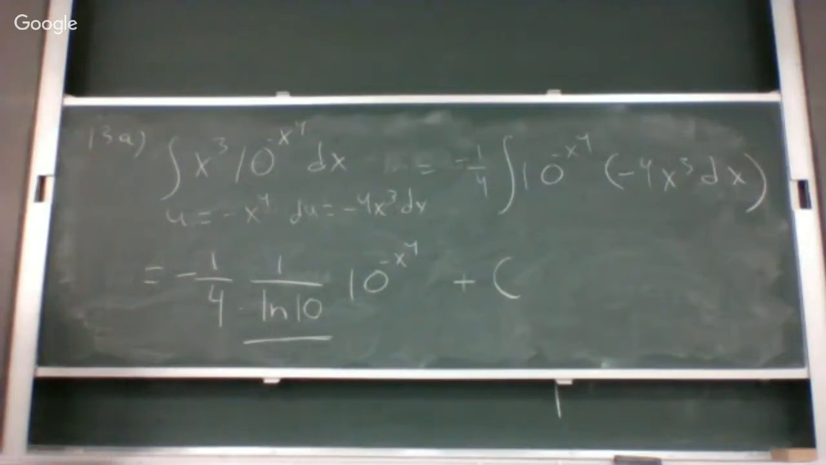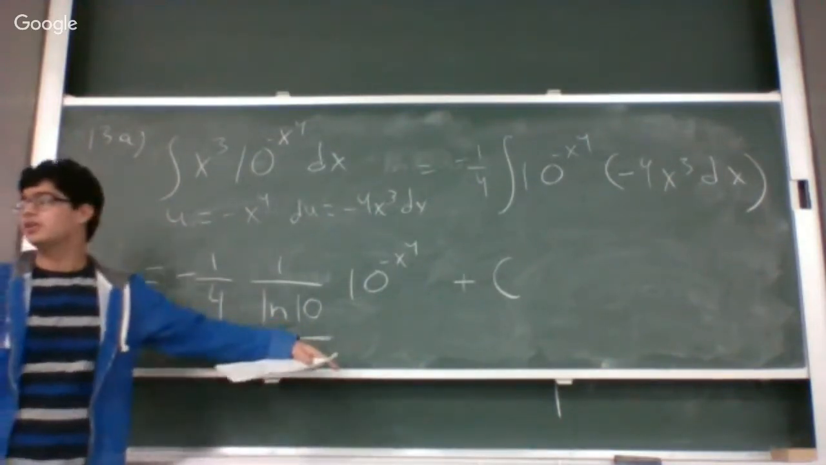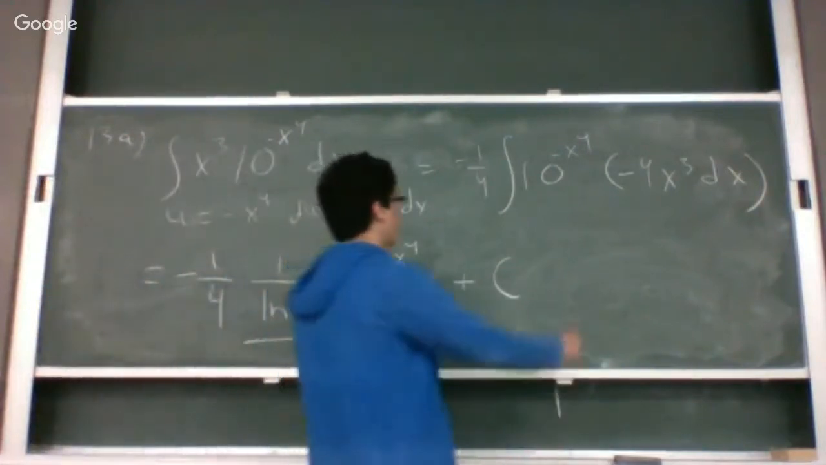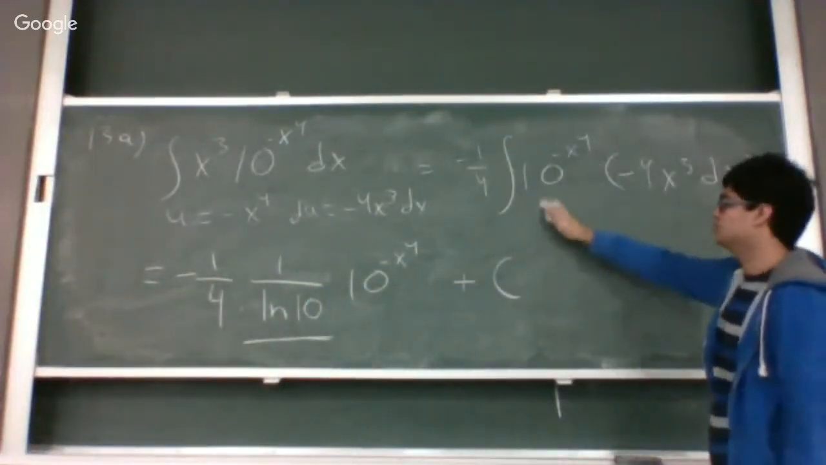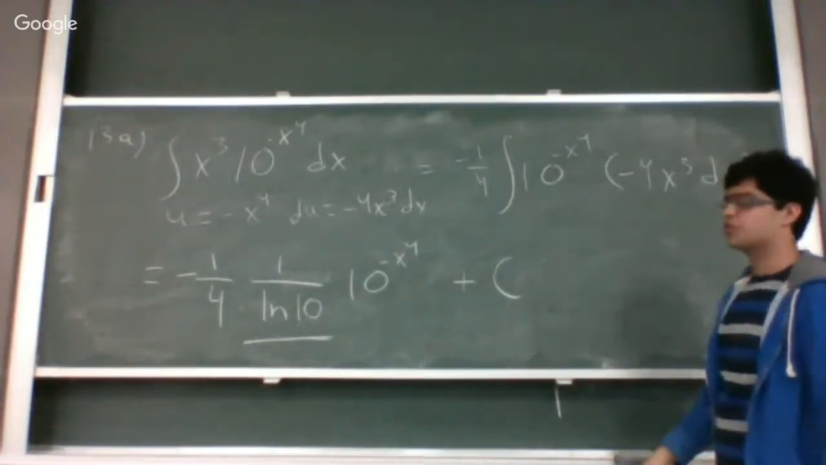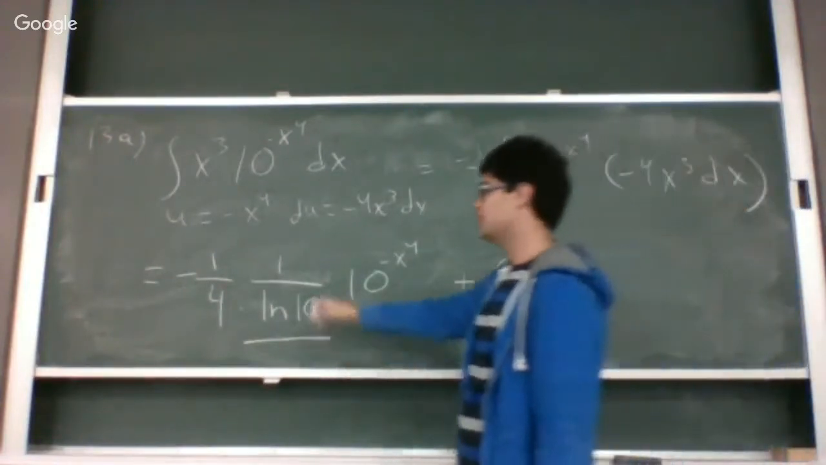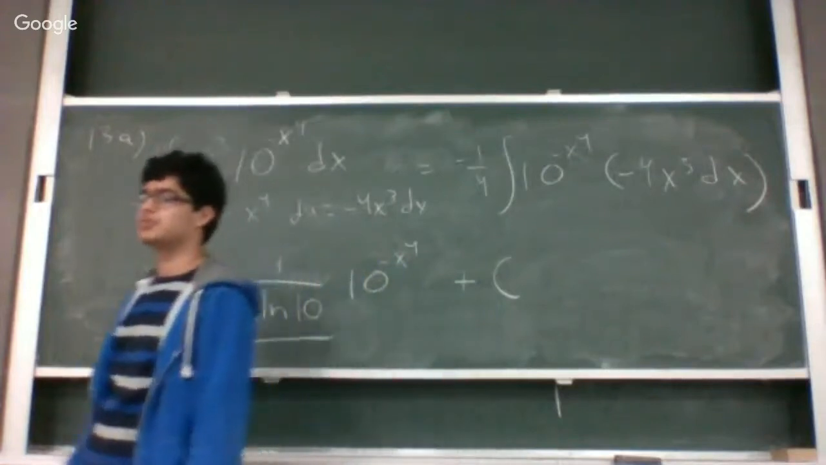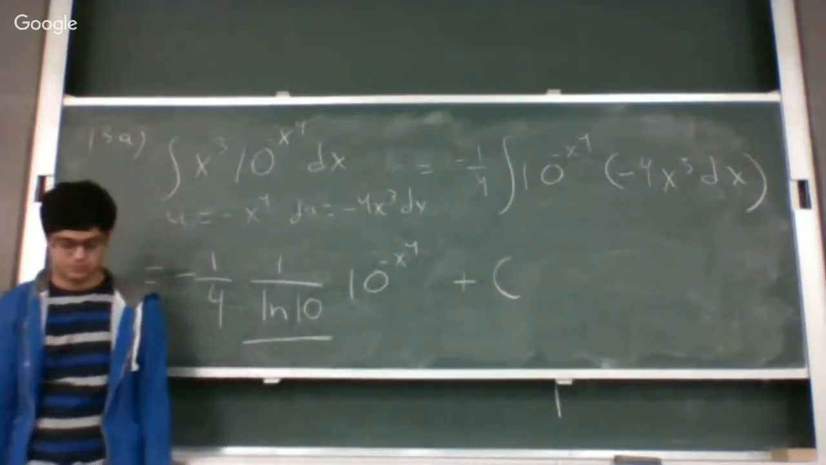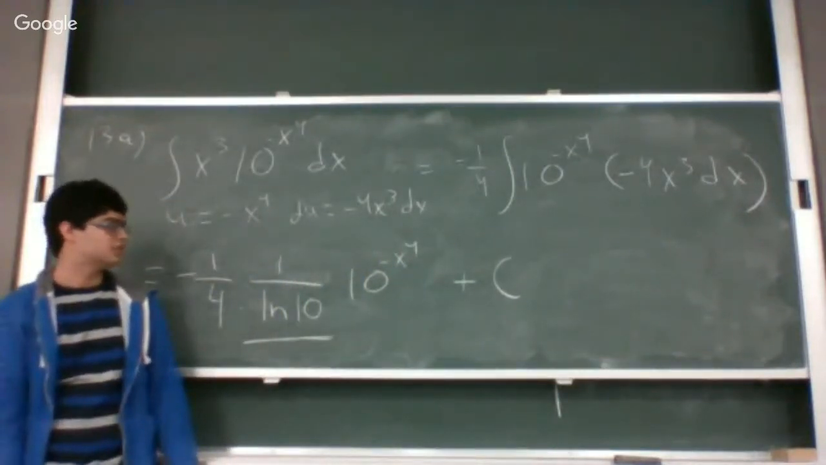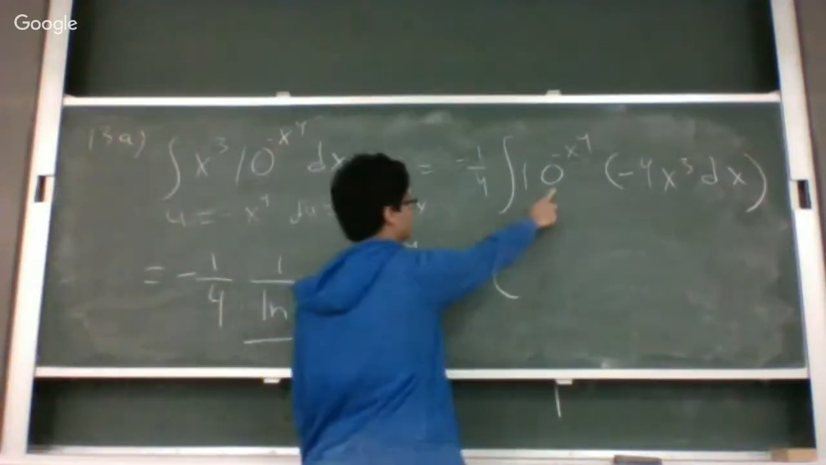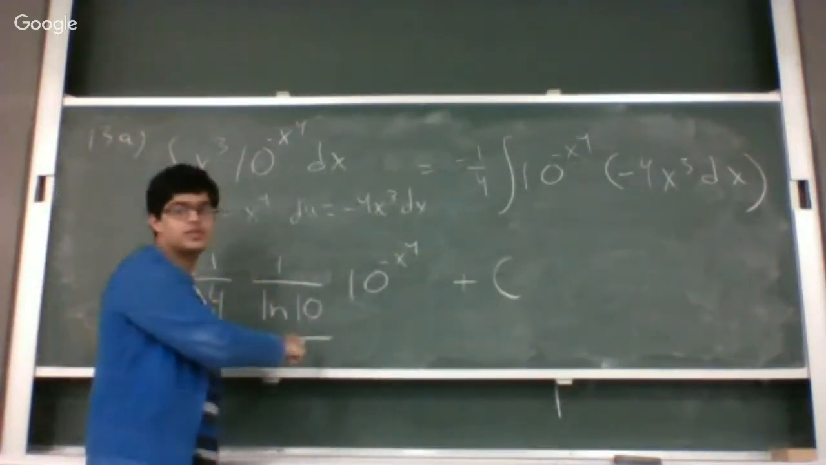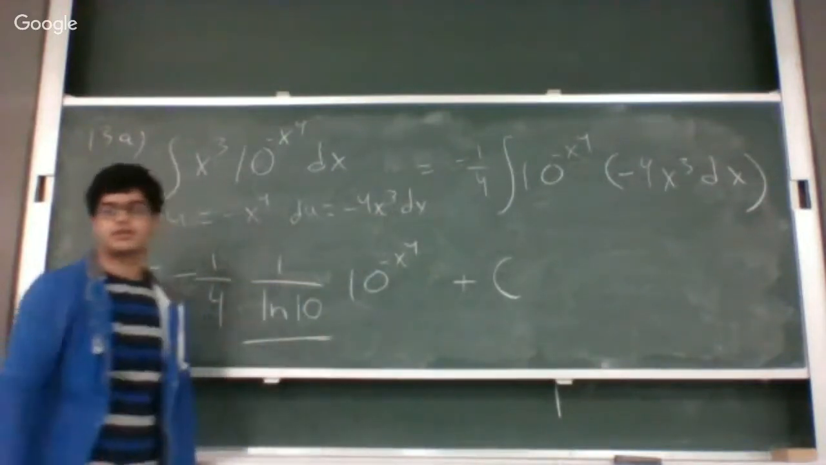Can you explain why I have 1 over natural log of 10? That's just a rule when you have a constant raised to a function like this. I'm sure there's a mathematical proof, but in the end, you need 1 over the natural log of 10. If this was a 5, it would be 1 over ln of 5 times 5 to the negative x.